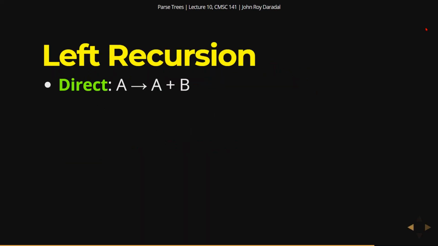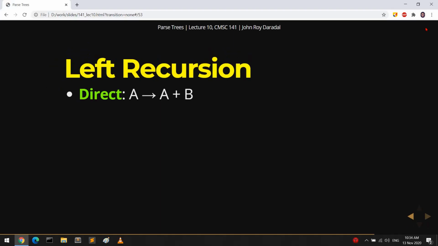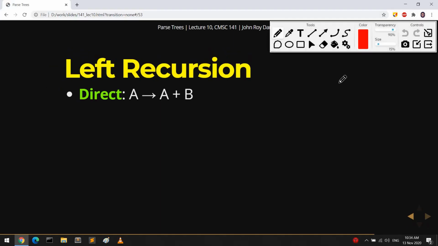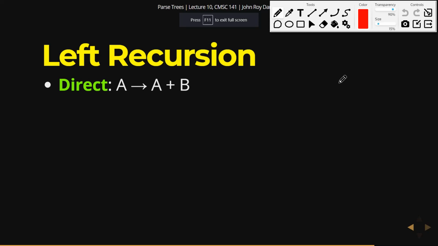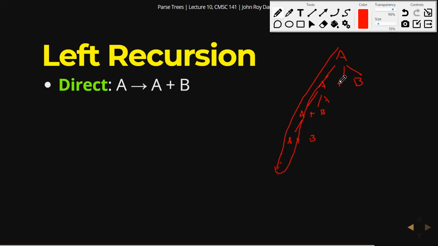So, what is left recursion? There are some direct left recursions like this. What that means is that if you have grammars of this form, A goes to A plus B, what will happen is that A will be replaced with A plus B. But because you're doing leftmost derivation, this A again will be replaced with A plus B, right? And then this A will be replaced with A plus B again, and so on. That's why it's called left recursion, because you're just doing recursion on the left side and it will not end.